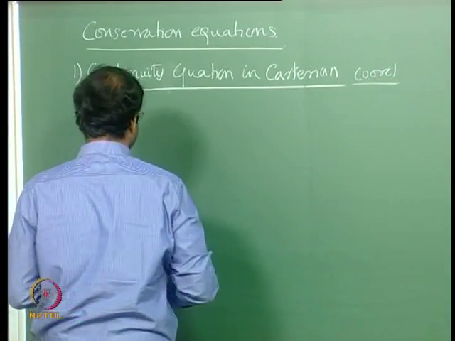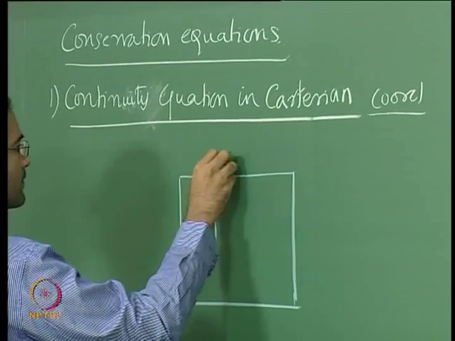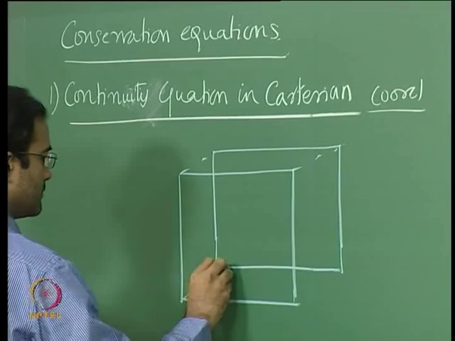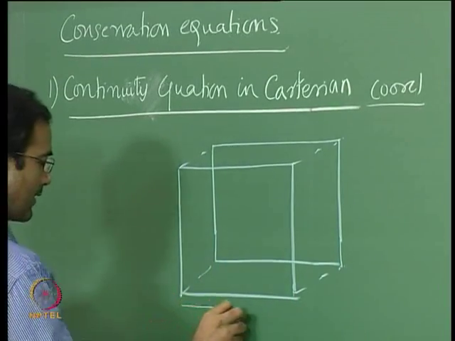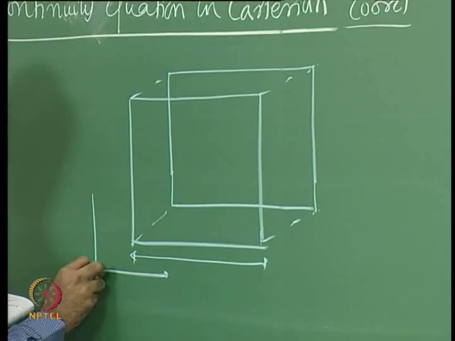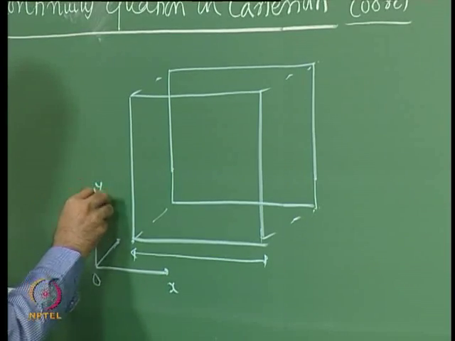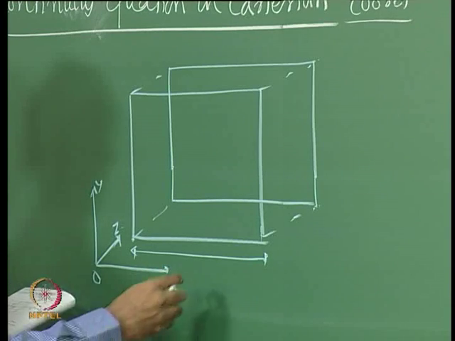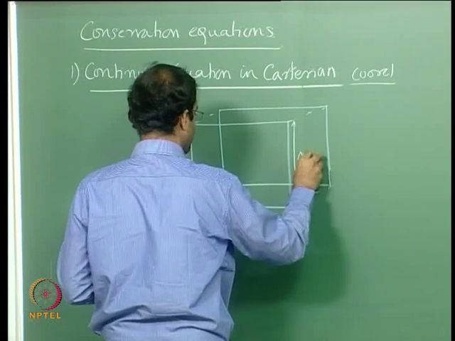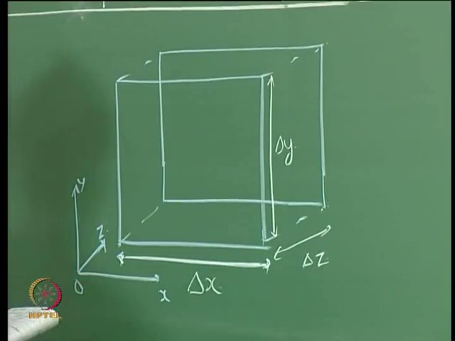Therefore we will first describe the Cartesian control volume in 3 dimensions. You can look at a control volume, a parallelepiped for example. The origin will be at the left front corner here. So this is your x, y and z, and the control volume sizes are delta x in the x direction, delta y in the y direction and delta z in the z direction. So these are the dimensions of the control volume and this is your coordinate system.